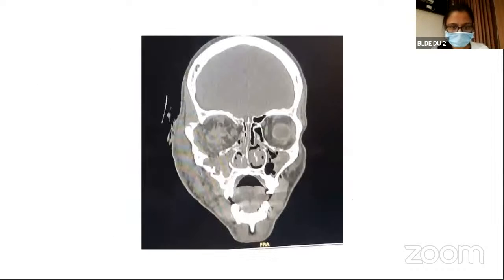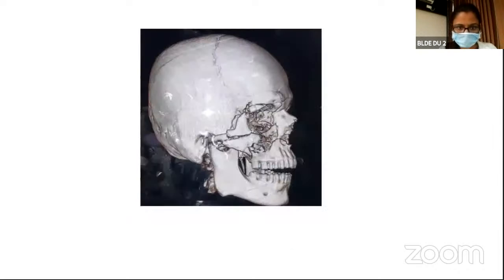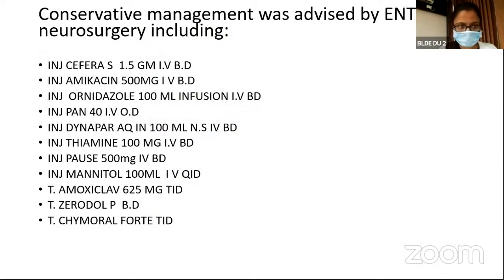This was the CT scan showing medial wall fracture and lower floor of the orbit fracture, also showing muscle entrapment. Also, there was lateral wall fracture, which had also caused the disfigurement of the face.